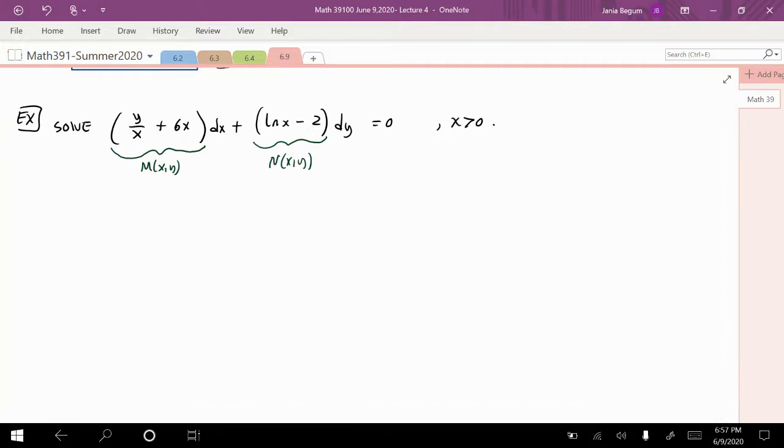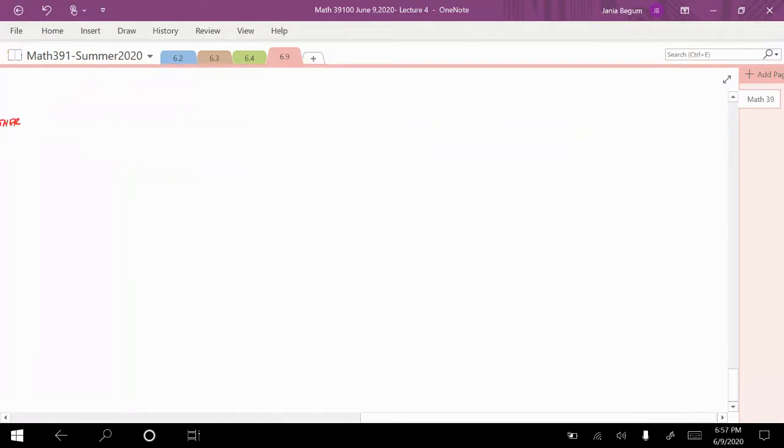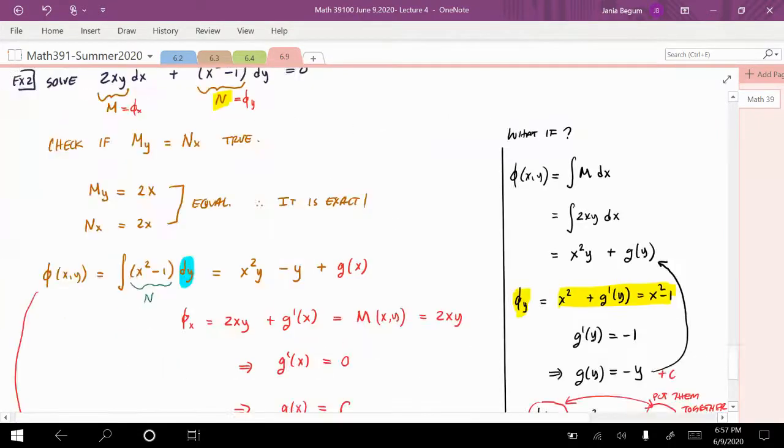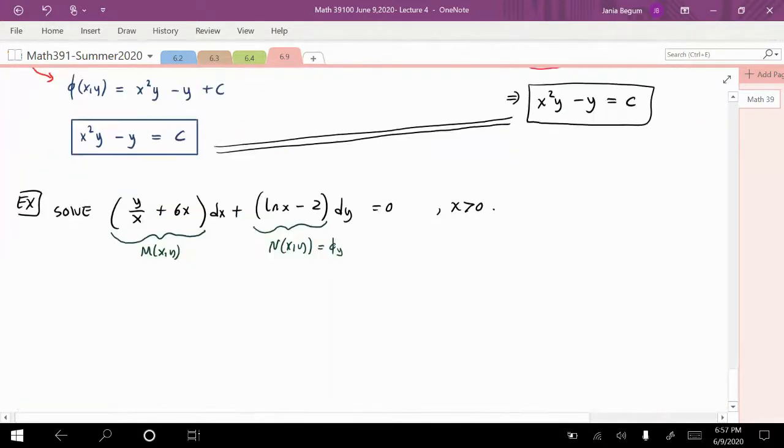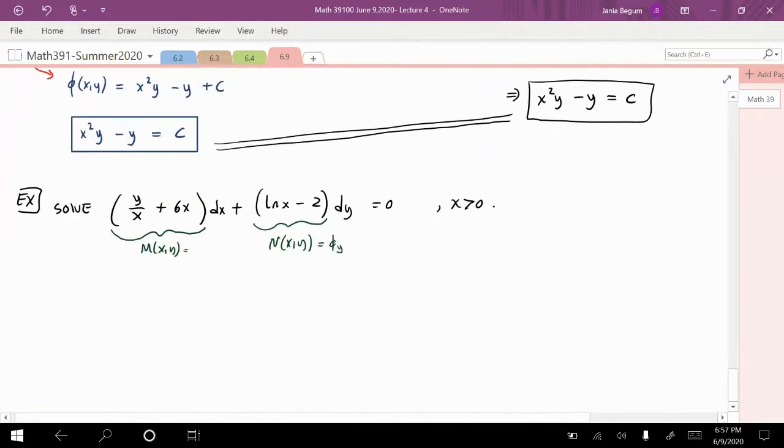Now, if you remember, m is the notation we use for partial y, and n is the function we're calling phi of x, because we're going to come back to them when we solve along the way. So again, there is a lot of notation flowing around. Just make sure you understand them.